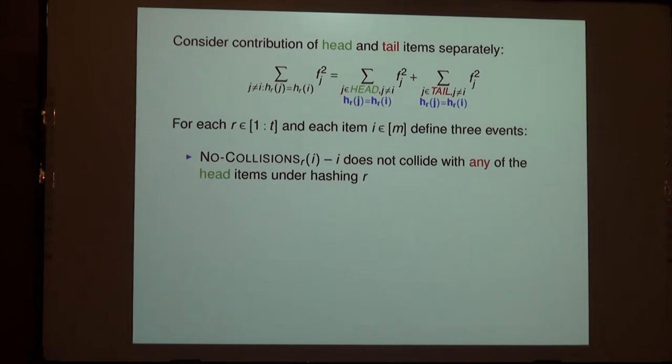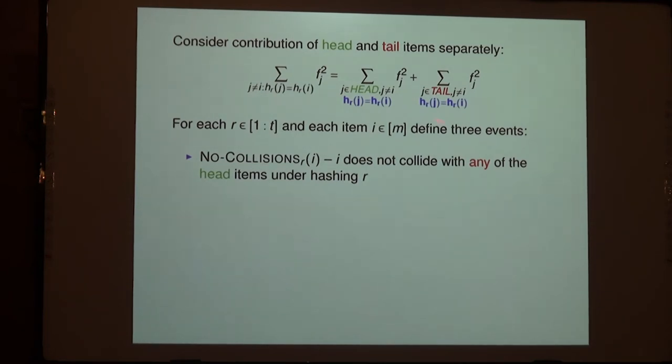What we will show, basically, is that with constant probability over the choice of the hash functions, this first term will be identically zero. Namely, if we only look at the contribution of the head elements to the variance of our estimate, with constant probability it is zero. Why is that? This is because we only had k head elements, and we hashed into, say, 100k buckets. So with probability 99/100 or so, our element i doesn't even collide with a single head element. So this term, with pretty good probability, will be identically zero.